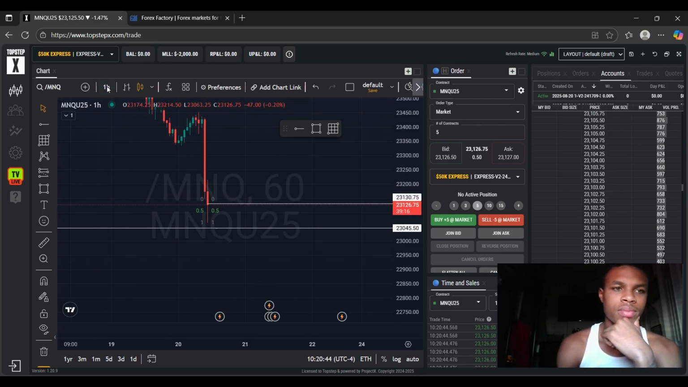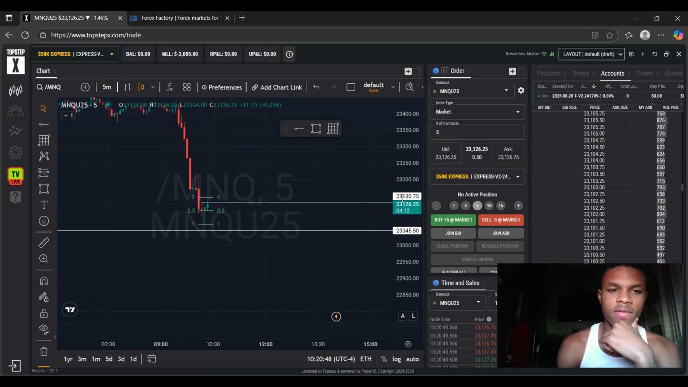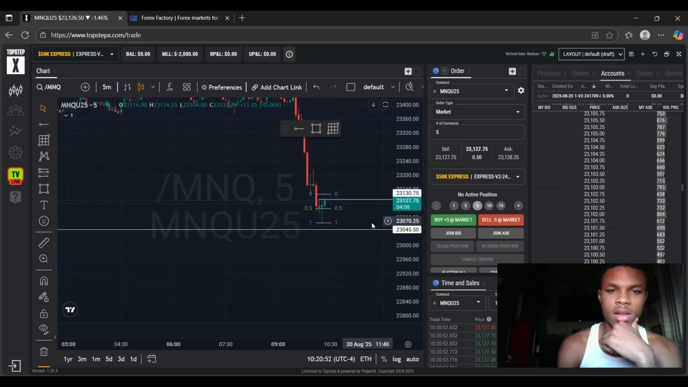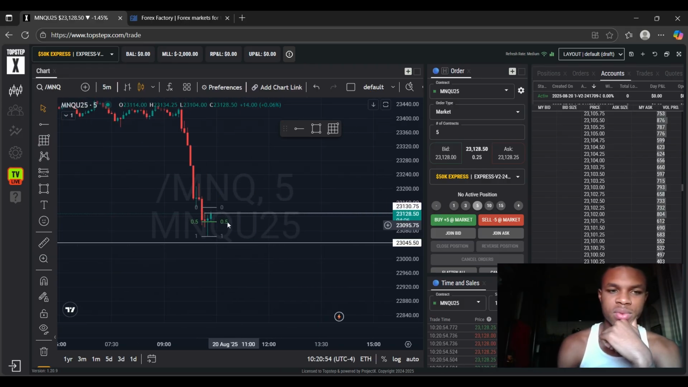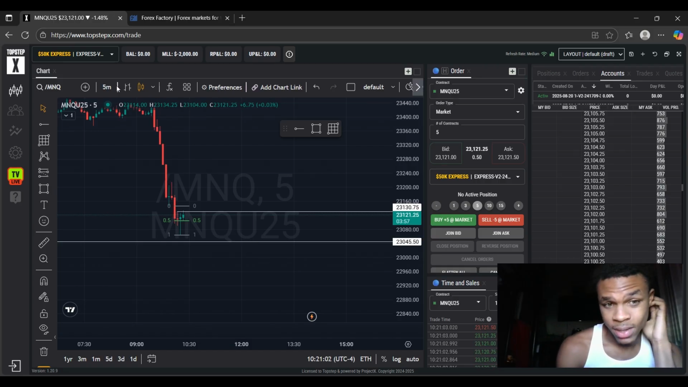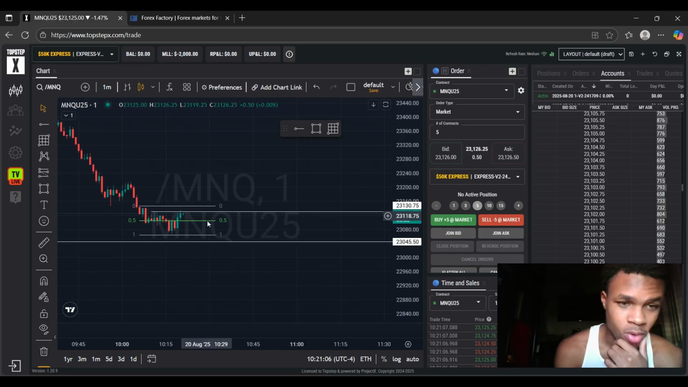This is all just a low time frame retracement. We got a 5-minute liquidity sweep. That's what it looks like. So I don't really know if I want to take a trade today, though. That's the thing. I don't know if I took my trade already.